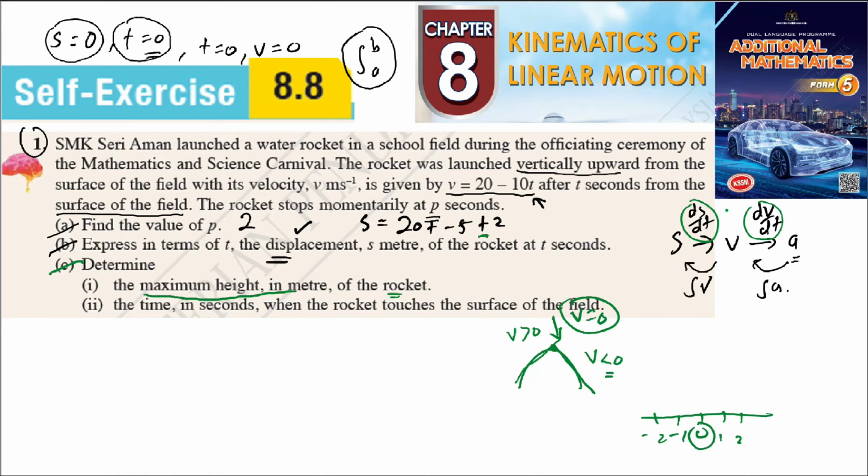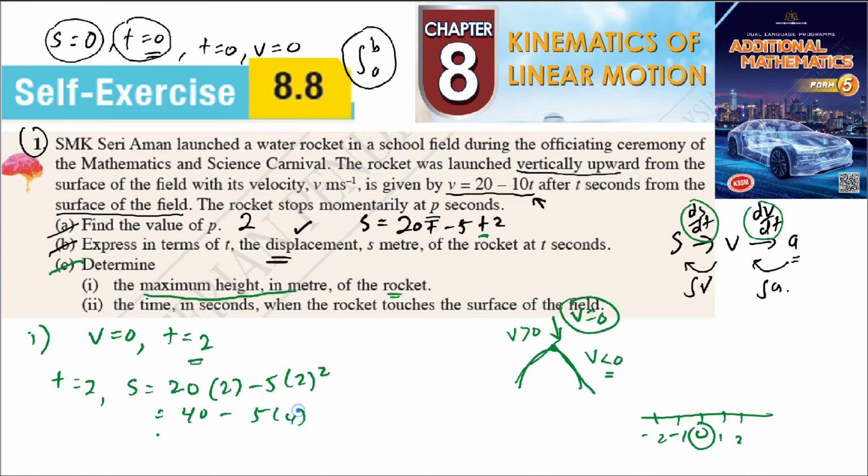Similarly, if they say maximum velocity, that means A is equal to 0. In this case, V is equal to 0, which we calculated just now in part A. When V is equal to 0, T is equal to 2. So we can substitute T equal to 2: S is equal to 20 times 2 minus 5 times 2 square. So we get 40 minus 5 times 4, 40 minus 20, which is 20 meters. So the maximum height of the rocket is 20 meters.